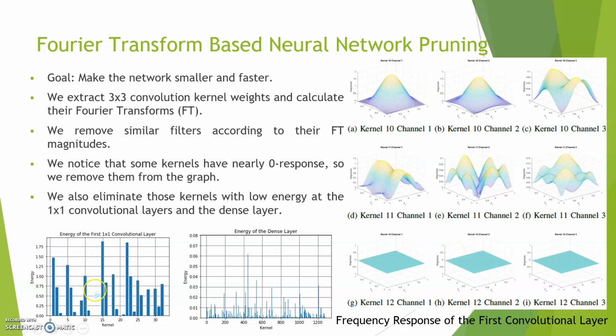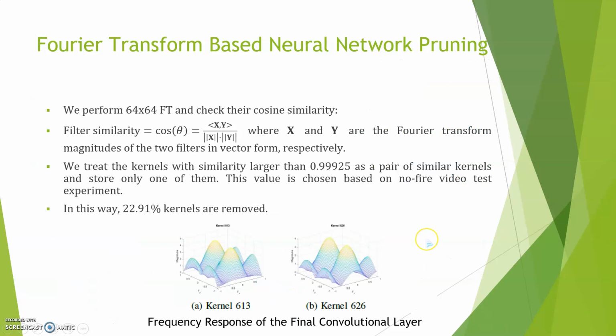Moreover, we eliminate those kernels with low energy at the one-by-one convolution layers and the dense layer. Another thing is that when we perform 64x64 FFT, we found that some kernels have very similar responses. You can see these two kernels, the responses are very similar. So we use cosine similarity to measure which two are similar. The cosine similarity is the dot product between two vectors divided by their norms.